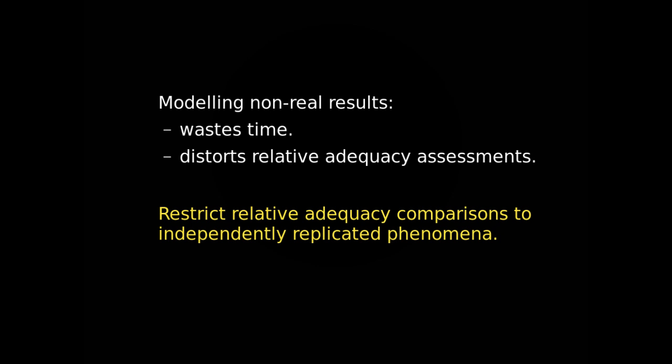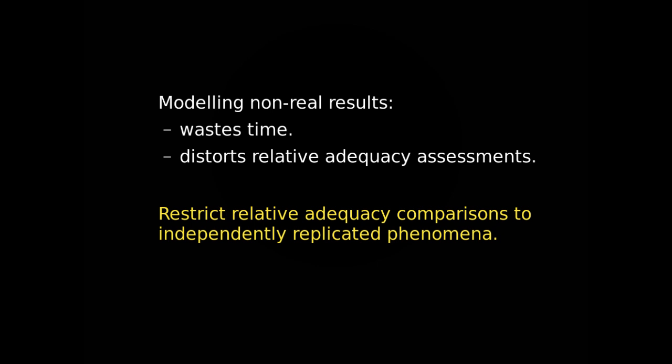We're proposing that each row of the grid should be an independently replicated phenomenon because modelling non-real results obviously wastes time. The waste of effort increases as the number of models increases. So 10 models equals up to 10 wasted simulations for each non-real result. Non-real results also potentially lead to an inaccurate assessment of the relative adequacy of models.